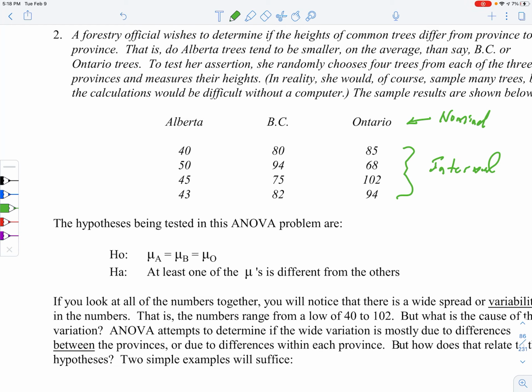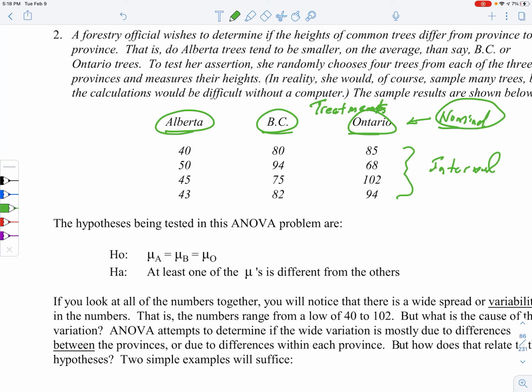So when you're talking about a nominal variable here, the different categories or classifications of the nominal variable are called, in ANOVA, treatments. So that's the term that I'm going to be using from this point on. The categories of the nominal variable are called the treatments. So we have 3 treatments.